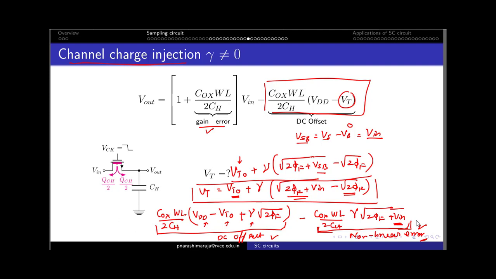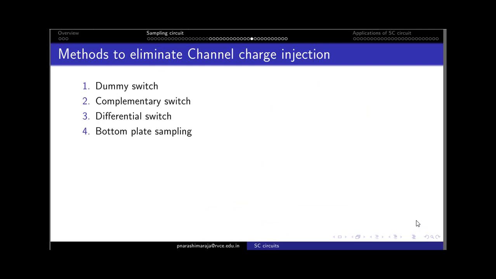Now let us look at the methods to remove this channel charge injection problem, along with what are termed clock feedthrough errors. Now let us look at the methods to eliminate the channel charge injection as well as the clock feedthrough error. So these are the proposed ways by which we try to eliminate both these types of errors. As a first method, we'll look into our dummy switch.